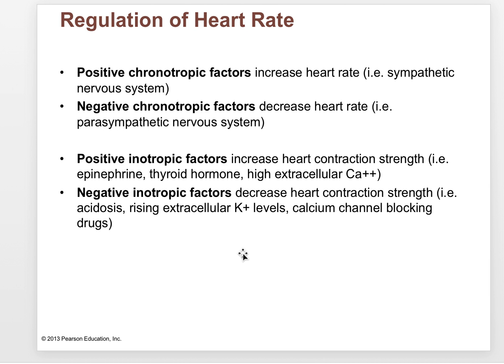There are factors that change the heart rate and change the contraction strength of the heart. Anything that causes an increase in heart rate is called a positive chronotropic factor. Anything that decreases the heart rate is called a negative chronotropic factor. Think of chrono as time, like a chronograph or a chronometer. It has to do with timekeeping, so it has to do with timing, and think of the heart rate as a timing event. Now, anything that increases the contractile strength of the heart is a positive inotropic factor. Anything that decreases the contractile strength of the heart is a negative inotropic factor.